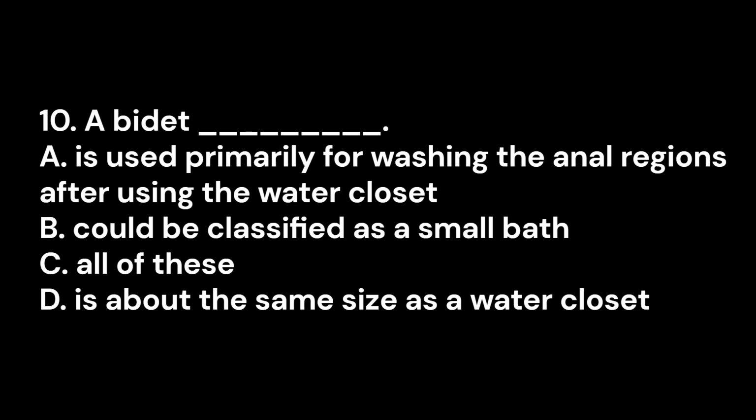Number 10. A bidet is blank. A. Is used primarily for washing the anal regions after using the water closet. B. Could be classified as a small bath. C. All of these. D. Is about the same size as a water closet.